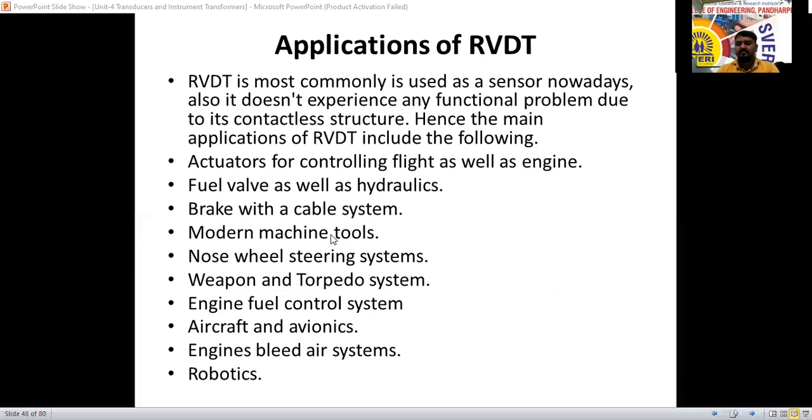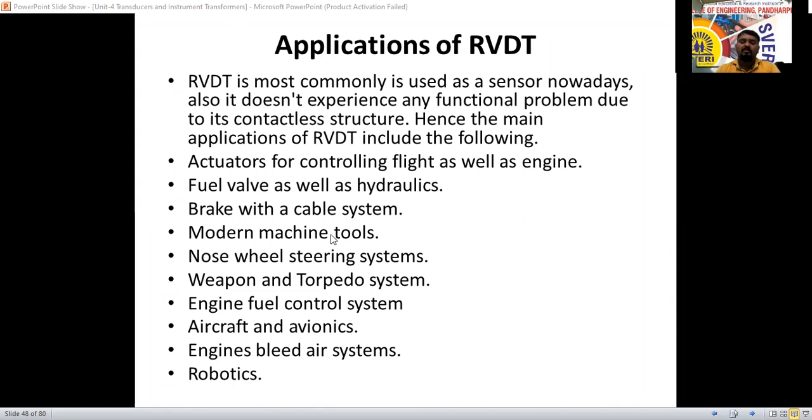Nose wheel steering system we can use. Whatever steering we are going to rotate, we use it there. Weapon and torpedo systems, engine fuel control systems, aircraft and avionics, engine blades, air systems, robotics, we can use here. So many applications are there for the RVDT as compared to the LVDT, because it is angular displacement we are going to measure here now. For that reason, comparing with the LVDT, the RVDT applications are more.